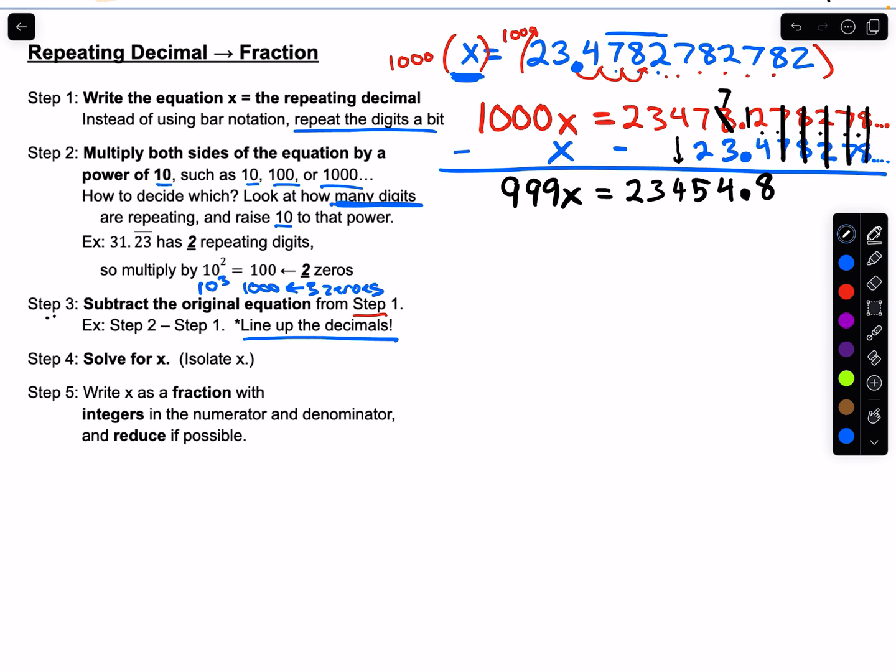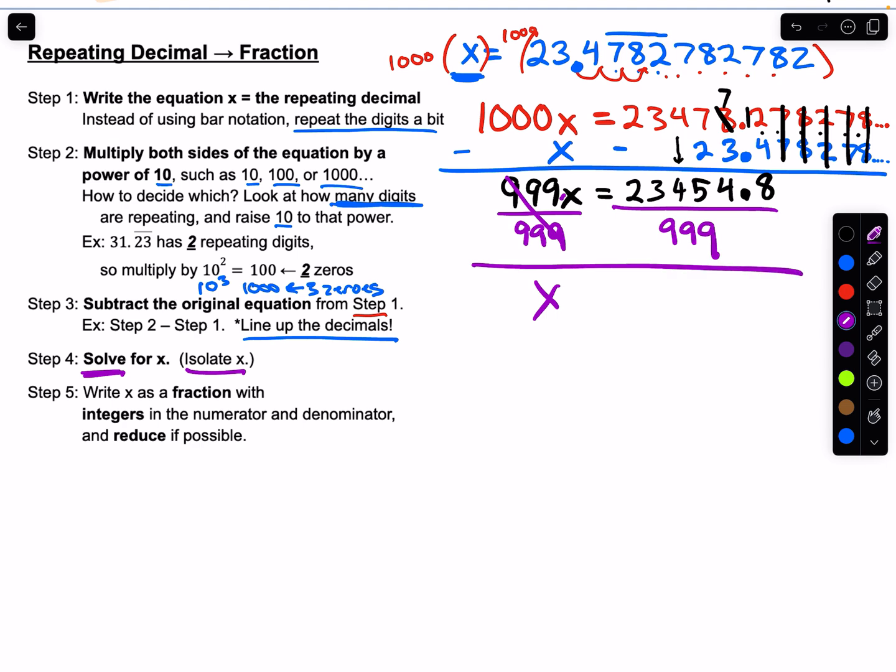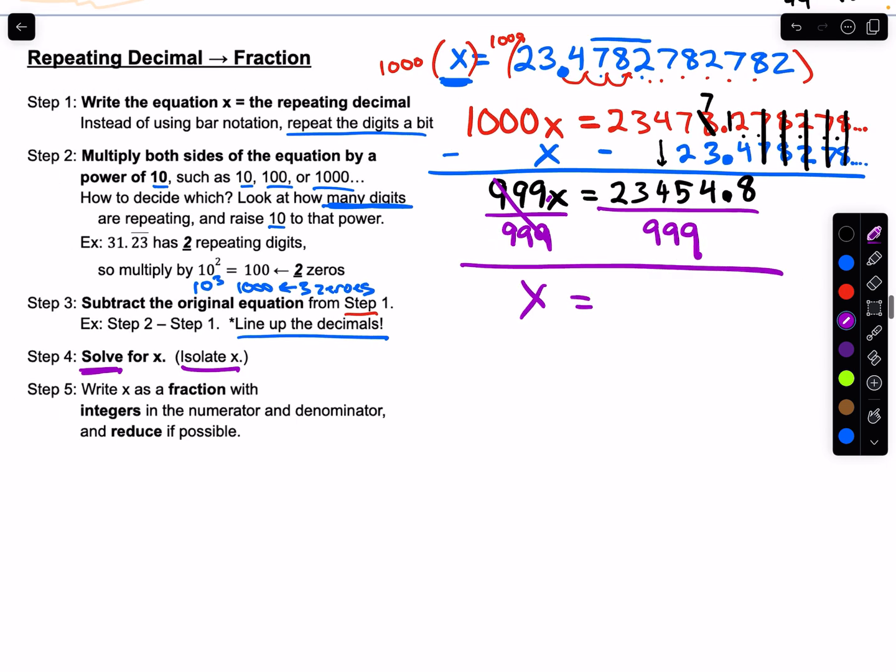I subtracted, and now I'm on to step 4. I'm going to solve for x. So when we solve for something, what we're actually doing is we're isolating it. So right now, x is being multiplied by 999. I'm going to divide it. Multiplication and division are inverse operations. So we're going to end up getting just x on the left-hand side, which is exactly what I wanted. And on the right, we have this funky fraction here.